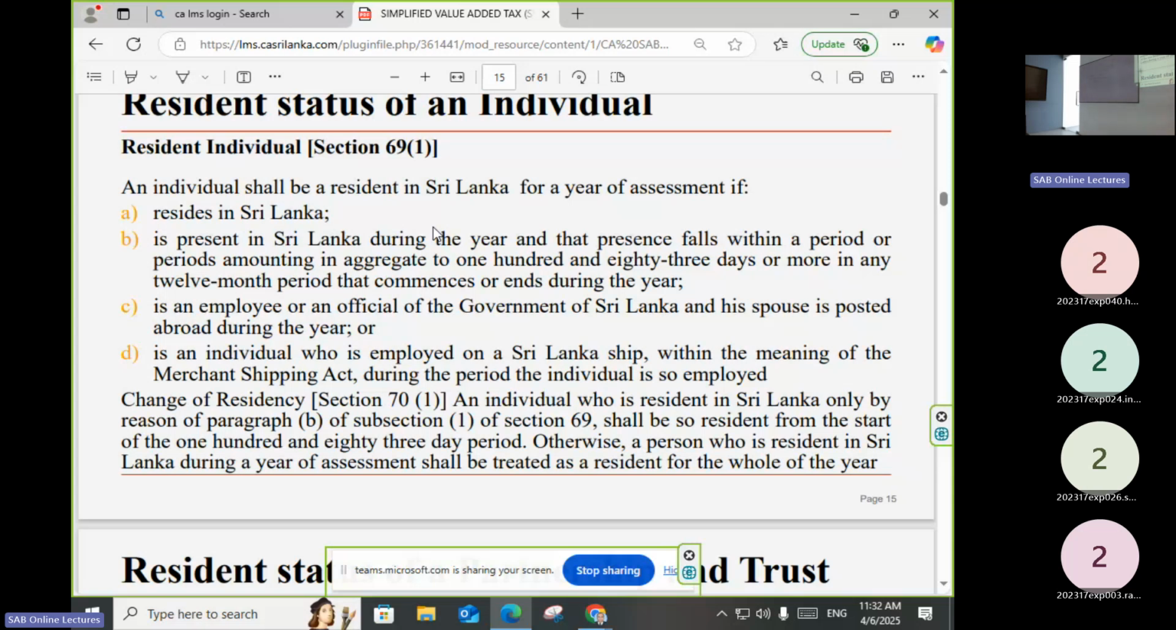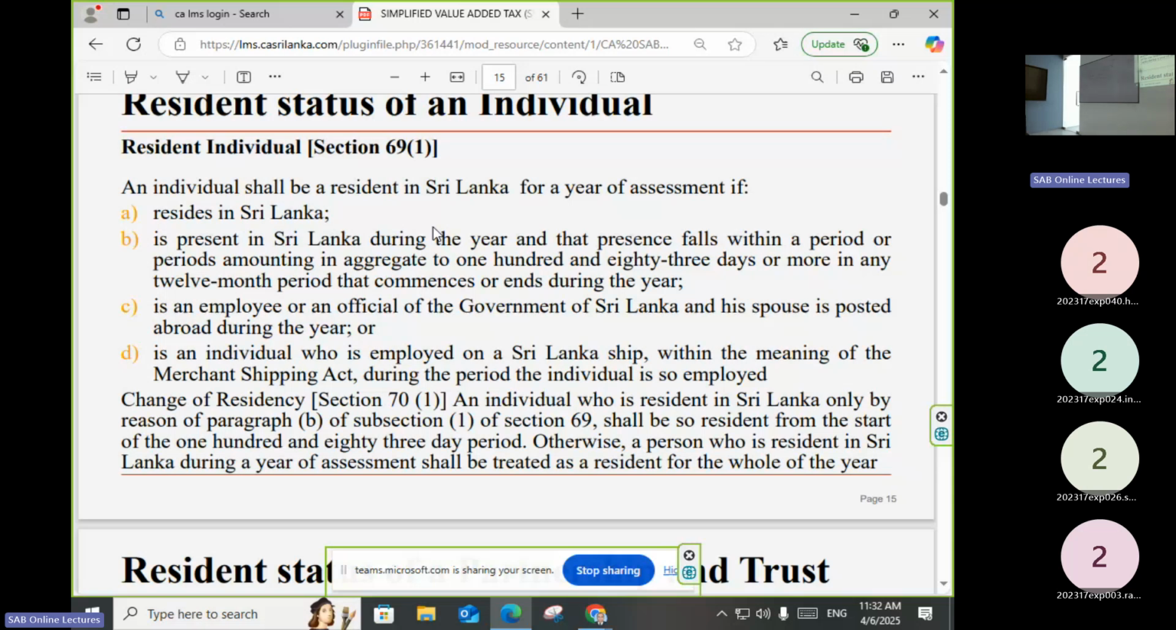Earlier dual citizenship is not valid here. If an American is physically present more than 180 days, yes, they are a resident individual for Sri Lanka tax. This happened during the COVID period. A foreigner came to Sri Lanka and couldn't go back because of the travel ban and all those things. If somebody is physically present for more than 180 days, they are a resident individual for Sri Lanka tax.